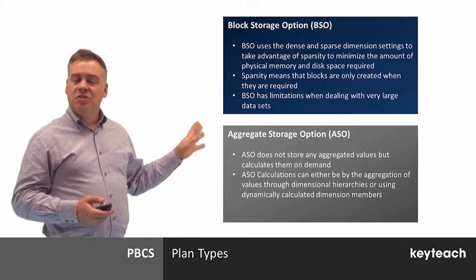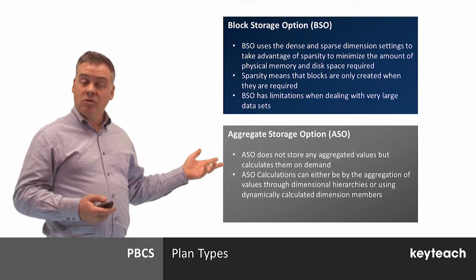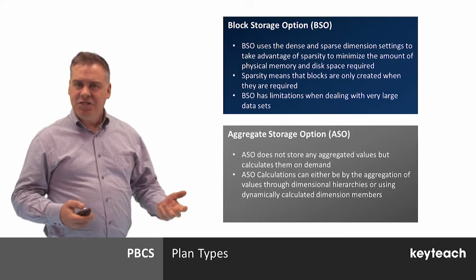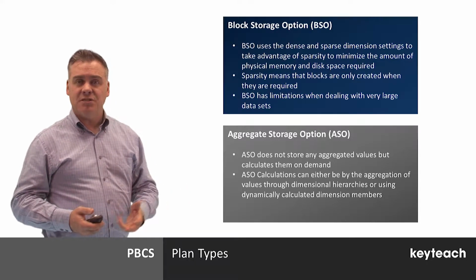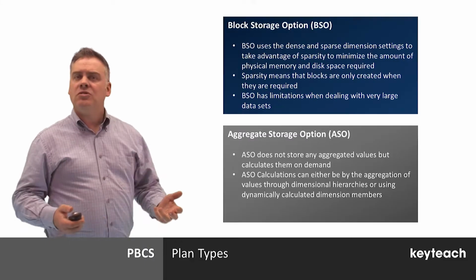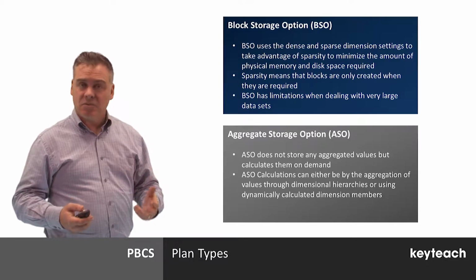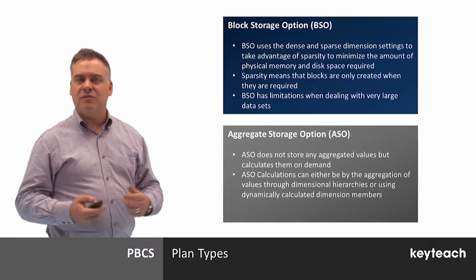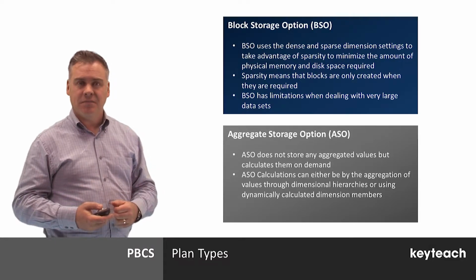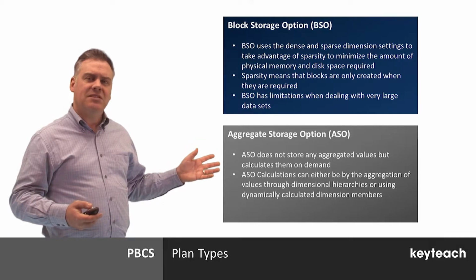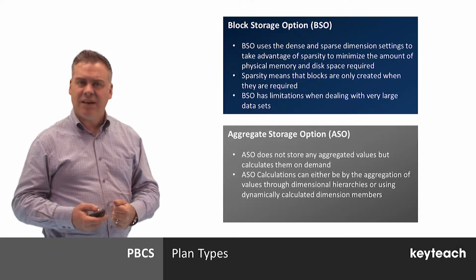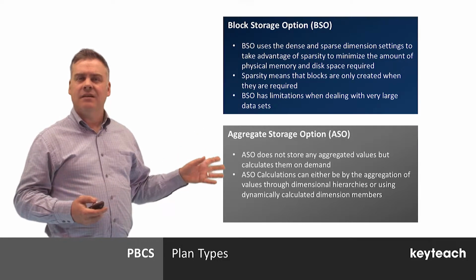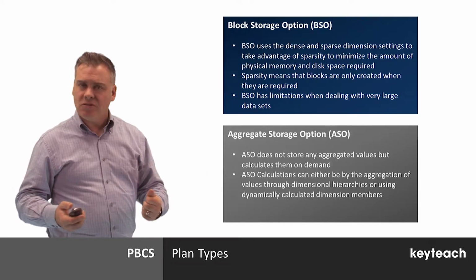As mentioned, there are 2 types of database available to use: block storage, or BSO, and aggregate storage, or ASO. Each database type provides its own advantages for specific activities. Block storage databases use dense and sparse dimension settings to take advantage of data sparsity to minimize the amount of physical memory and disk space required. In this context, sparsity means that blocks are only created to store data values when they are required. By minimizing the number of blocks that are created, the database can be made to remain responsive.